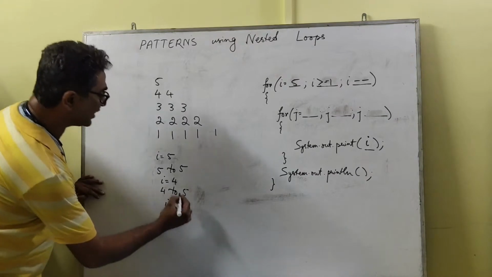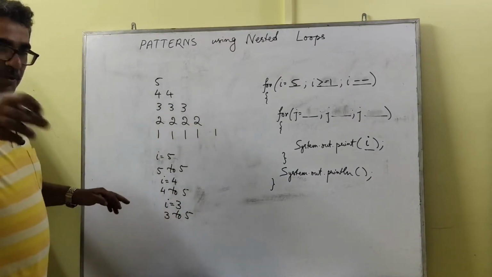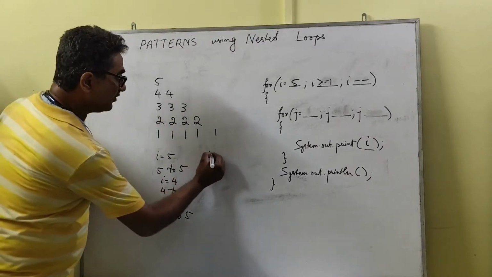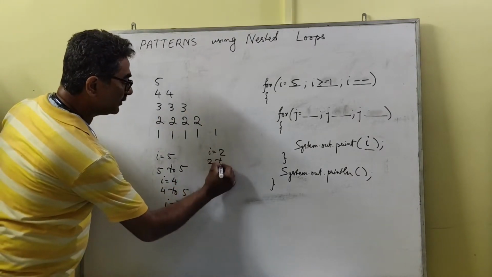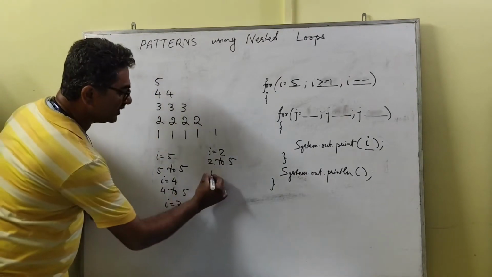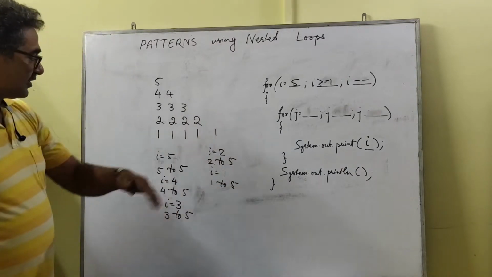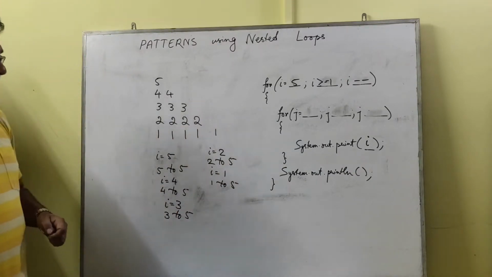When the value of i is 3, I can tell it runs from 3 to 5. So 3 to 5 is 3 times: 3, 4 and 5. So the number 3 is printed 3 times. When the value of i is 2, 2 to 5: 2, 3, 4, 5, 4 times. So 2 is getting printed 4 times. When the value of i is 1, 1 to 5, so the number 1 is getting printed 5 times.